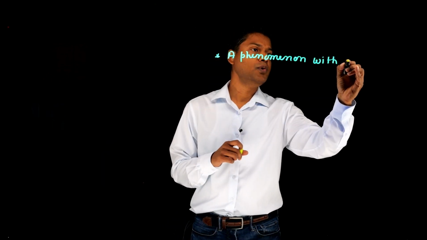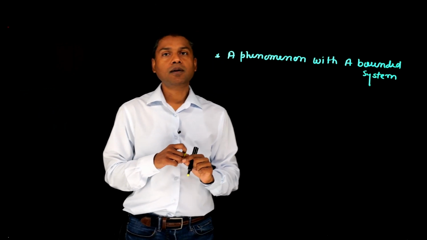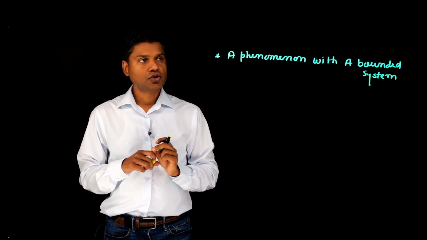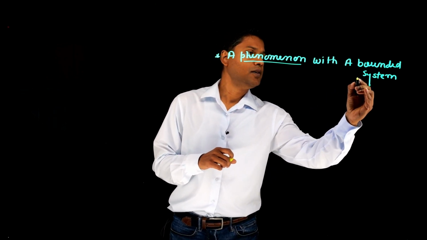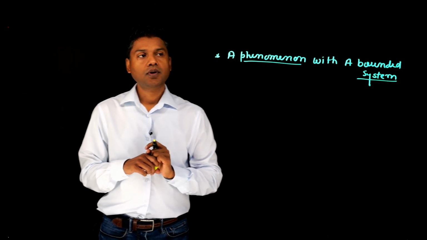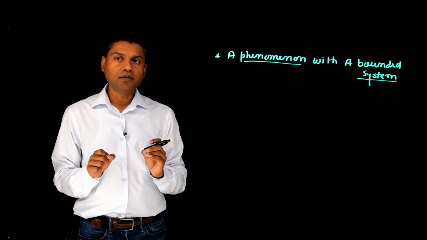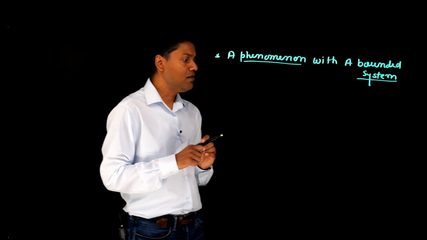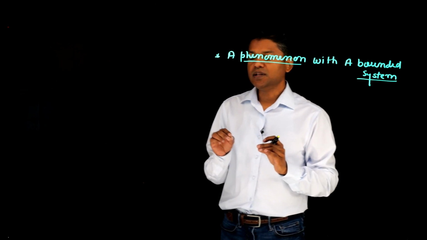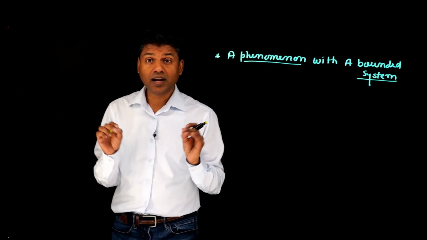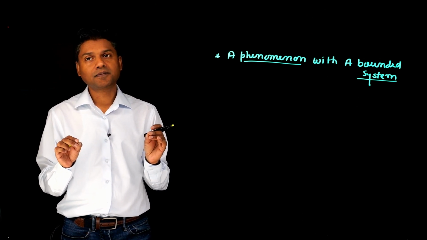So a case in a case study context is a phenomenon with a bounded system. A phenomenon with a bounded system. So there are two words here, phenomenon and a bounded system. So let's unpack this. What is a phenomenon? A phenomenon is an event, a happening, something that you want to focus on. So that's a phenomenon in a general sense.